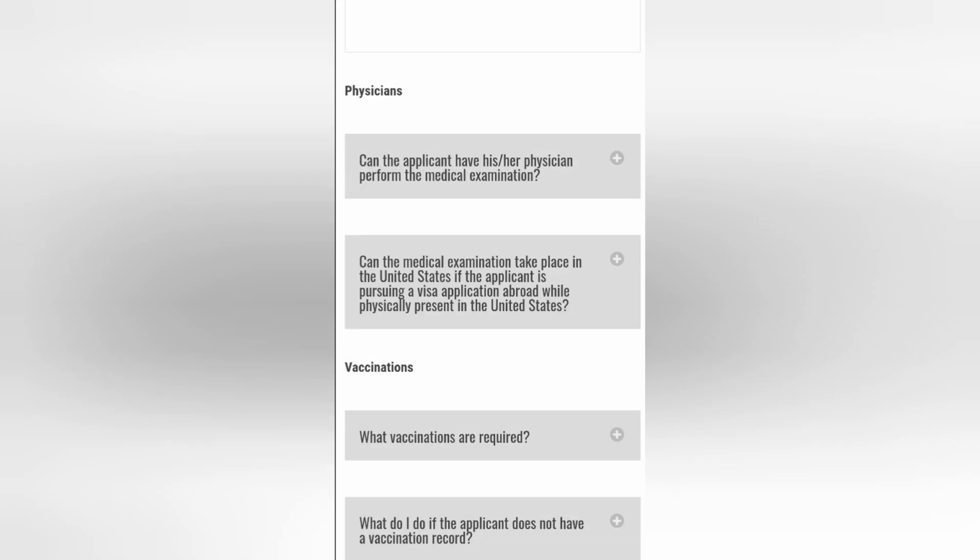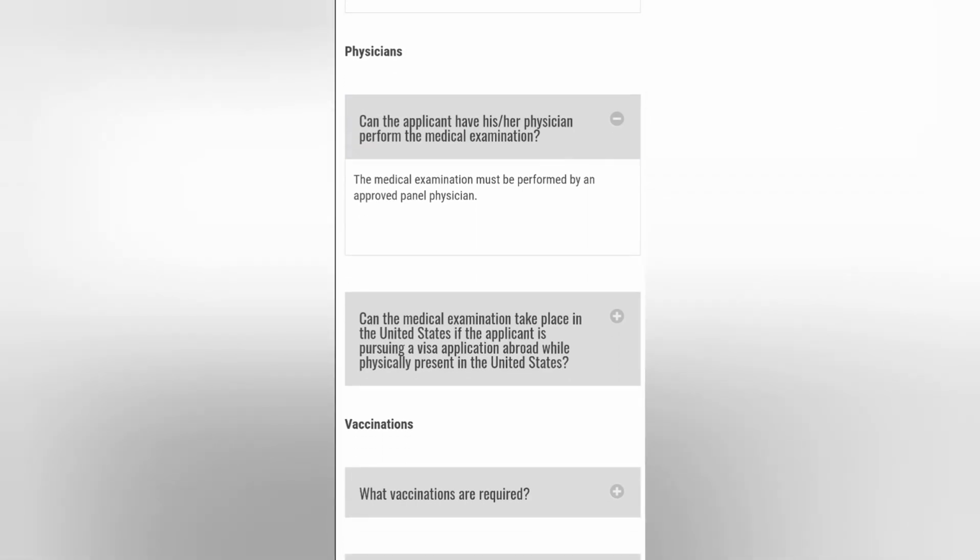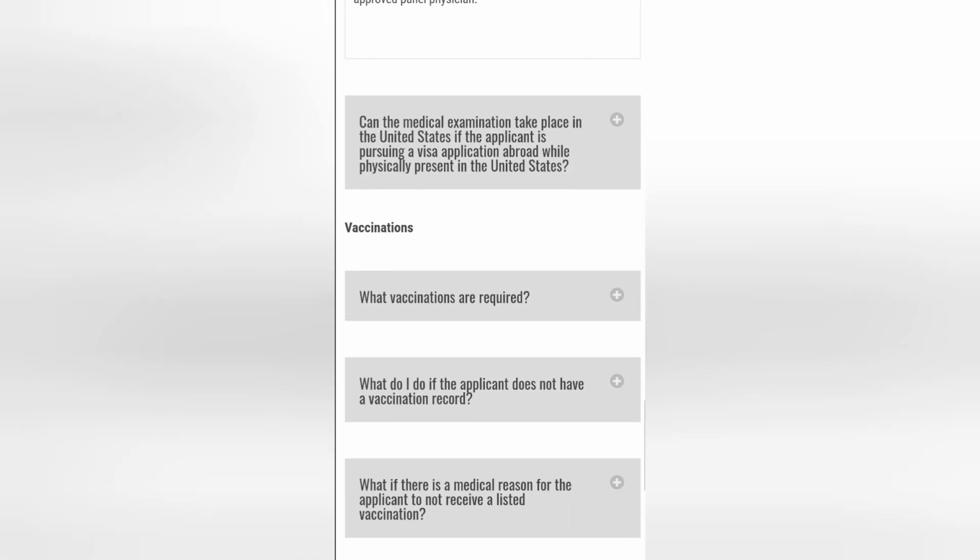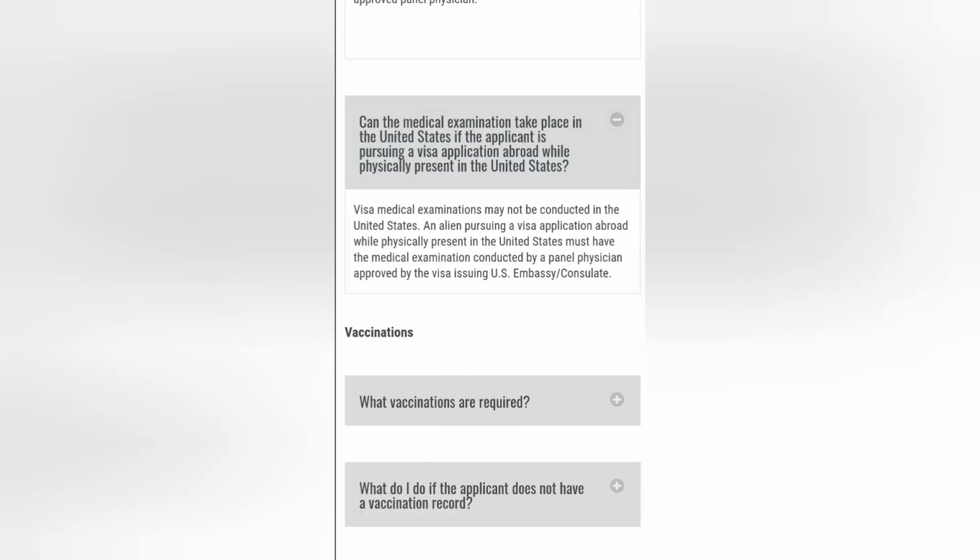Now, physicians. Can the applicant have his or her own physician perform the medical examination for U.S. purpose? The medical examination must be performed by an approved panel physician from the U.S. government. Can the medical examination take place in the United States if the applicant is pursuing a visa application abroad while physically present in the United States? Visa medical examination may not be conducted in the United States.